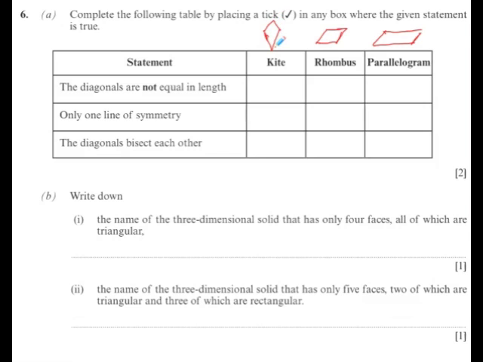Well, here there's a diagonal here and a diagonal there. Those aren't equal in length. In a rhombus, that line is going to be shorter than that one, so they're not of equal length. In this one, it's not as clear as in the rhombus, but that line's going to be longer than that one, so they're not of equal length. There's only one line of symmetry.